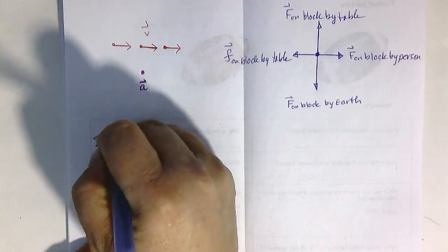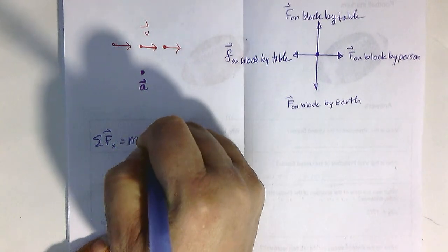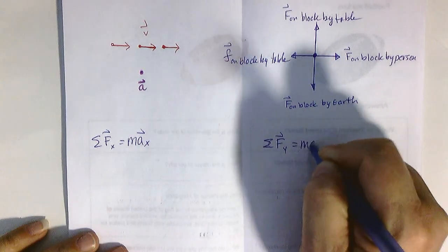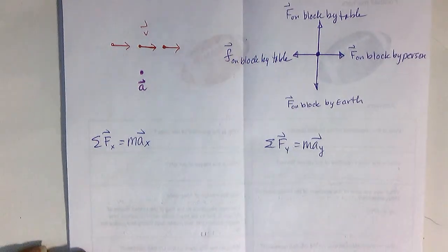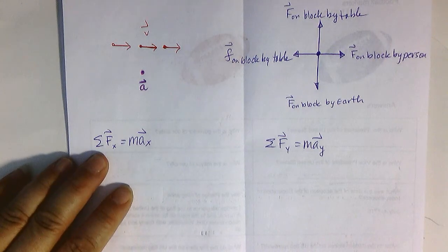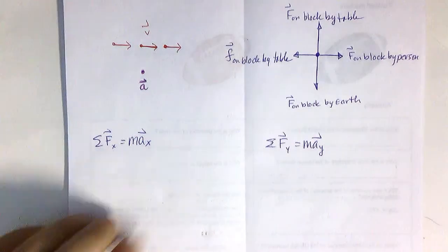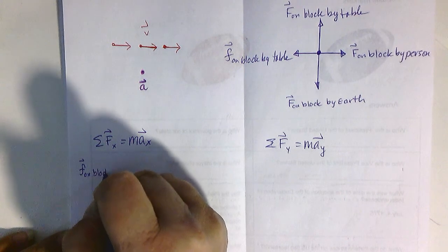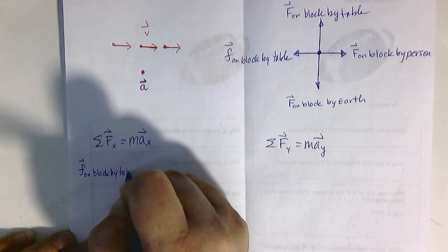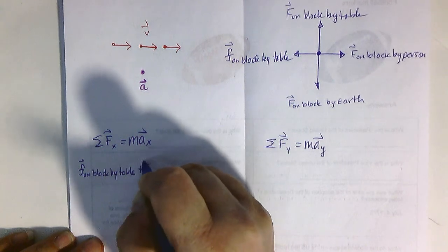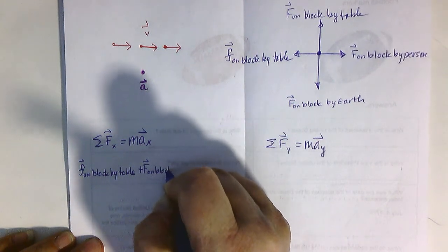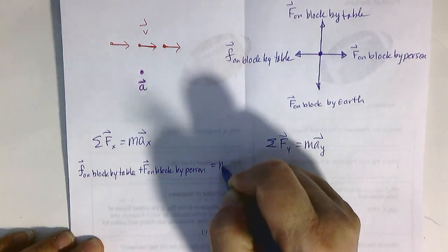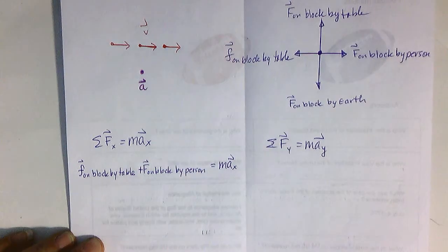Okay, so I have the sum of the forces in X is equal to MAX. And I have the sum of the forces in Y is equal to MAY. I'm going to go ahead and add up all the forces acting in the X direction first. So I have F on block by table plus the force on the block by the person, and that's equal to MA sub X.